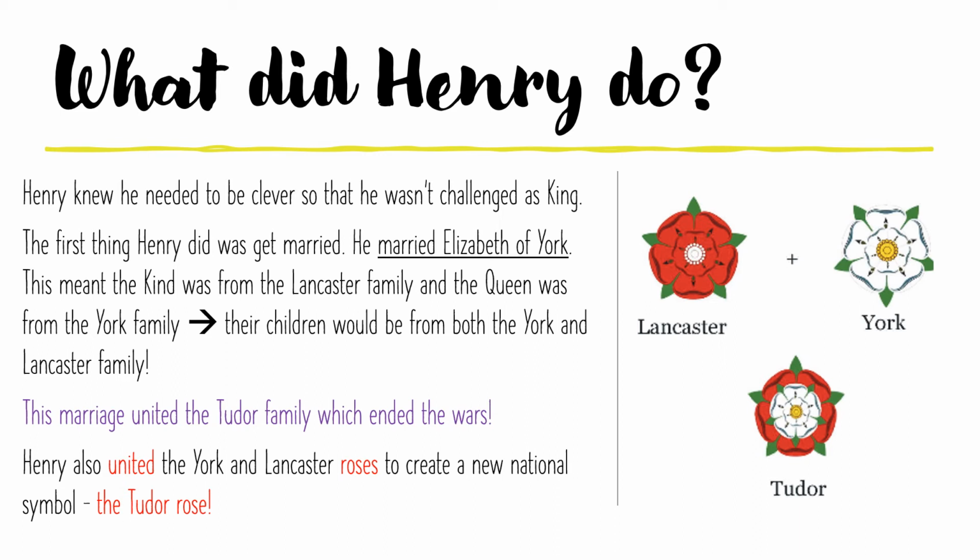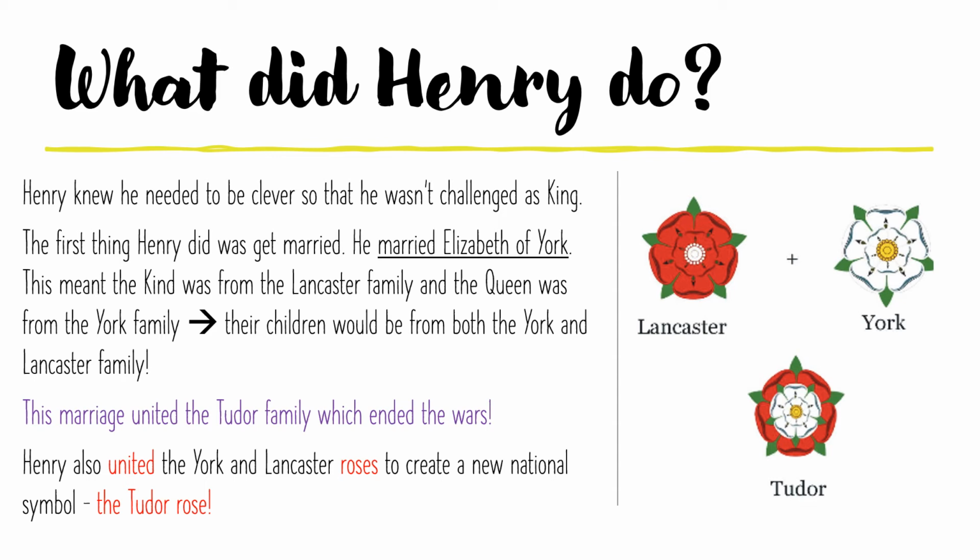So the first thing that Henry did was get married. And he married a lady called Elizabeth of York. And yes, Elizabeth of York, because she was from the York family. So this meant that they had a king from the Lancaster family and a queen from the York family. So obviously if they had children who would then go on to reign, their children would be both from the York and Lancaster family. And that marriage really united the Tudor family and ended the wars.